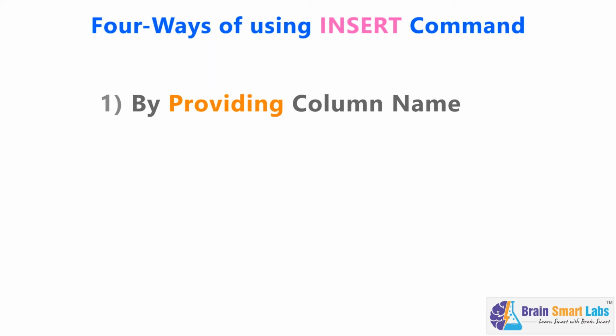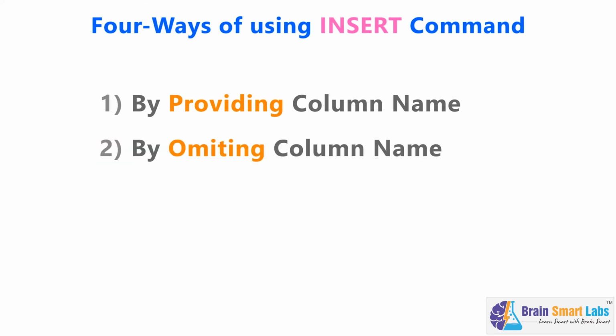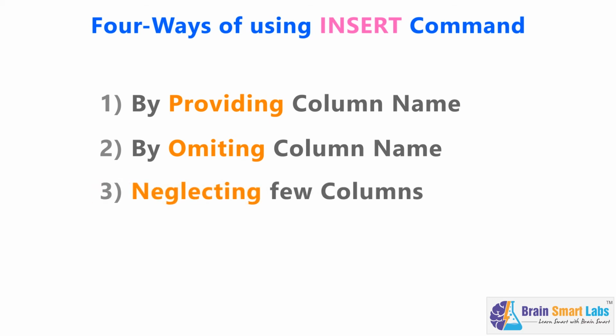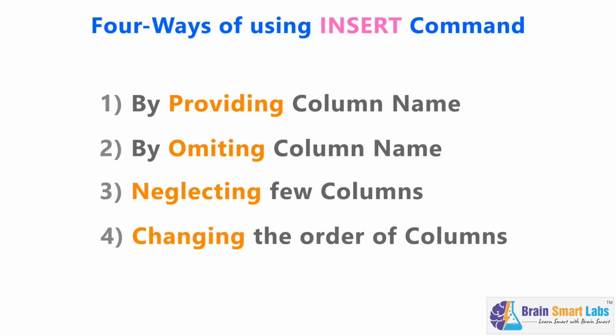The first way is by providing the column names in our insert statement. The second way is by omitting the column names in our insert statement. The third way is by neglecting a few columns while inserting the values. And the fourth way is by changing the order of columns while inserting your values. To understand all these ways, let us see 4 different examples wherein each example illustrates each way of inserting values.